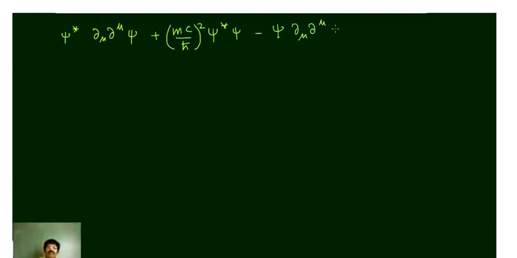Psi star del mu plus psi plus (mc/ħ)² psi star psi minus psi del mu operating on psi star minus (mc/ħ)² multiplied by psi star equal to 0.